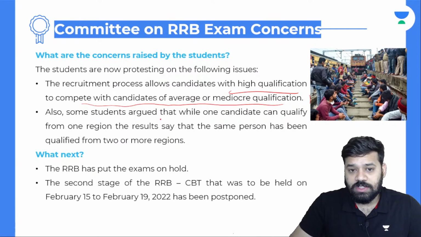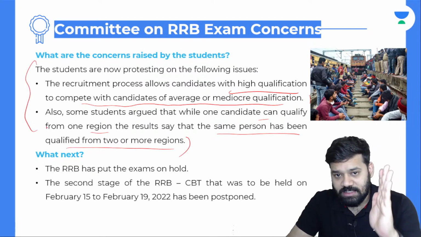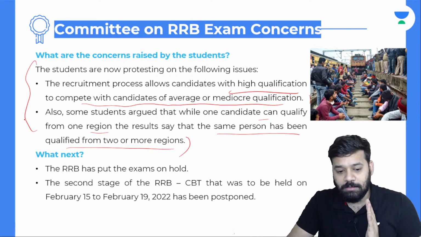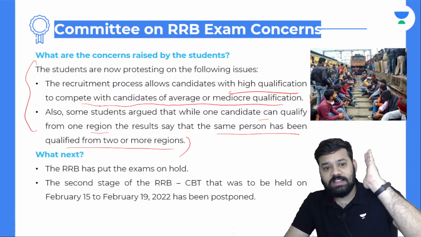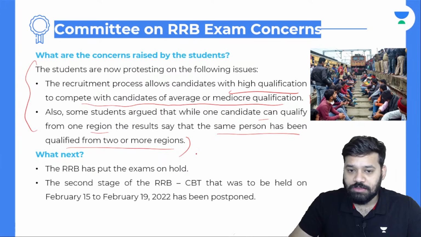Also, some students argue that while one candidate can qualify from one region, the results say that the same person has been qualified from two or more regions. So these are the concerns raised by students, not concerns raised by me or anybody here, concerns raised by students. So what next? The RRB has put the exams on hold.